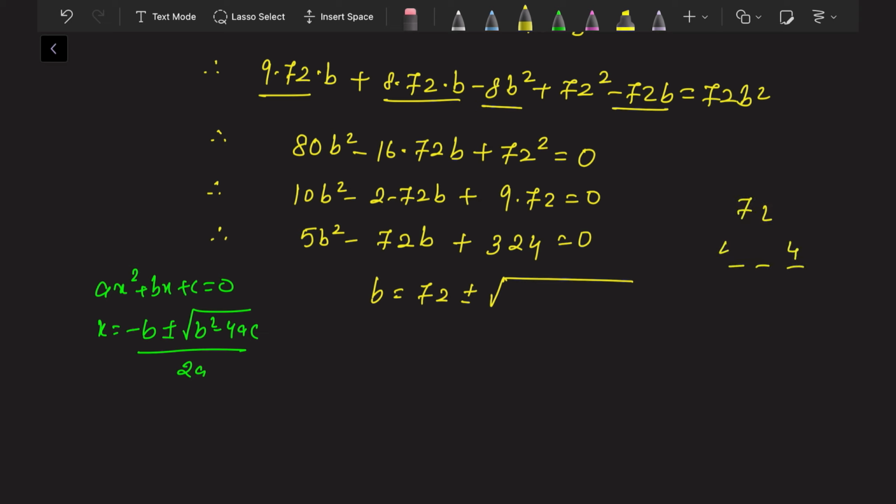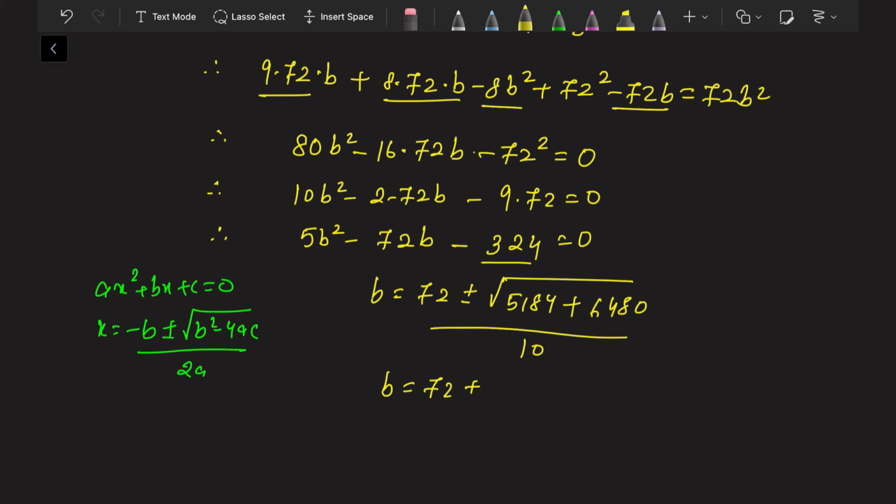2 2 4, 7 7 49, 7 2 14, 14 2 28. So it's 5184. Then we'll have negative. Should we have negative? Yes, here's the mistake. As we have shifted 72, it should be negative 72. Okay, so negative negative positive will become 4 into 5, which gives us 20, and 20 into this gives us 6480, and in the denominator we'll have 2a, so here we have 2 into 5, that is 10.